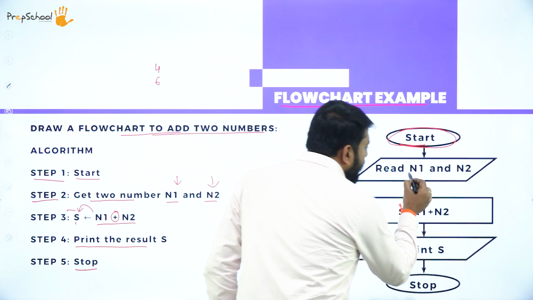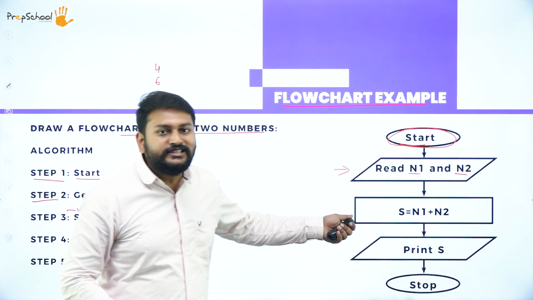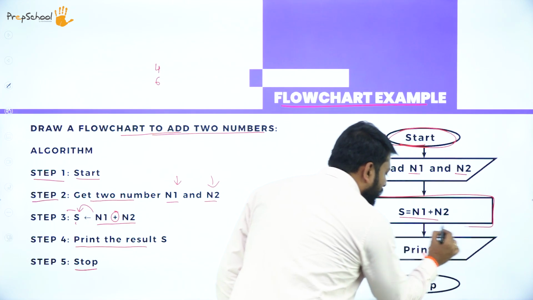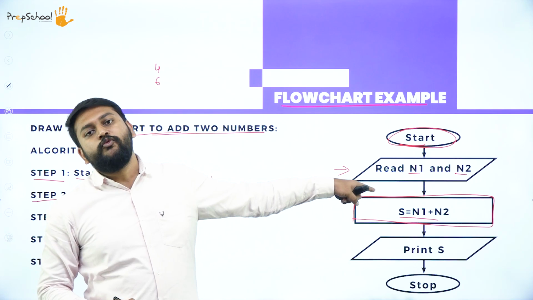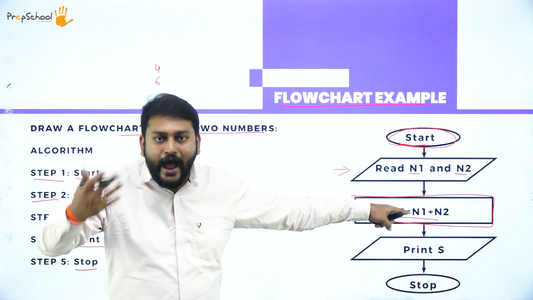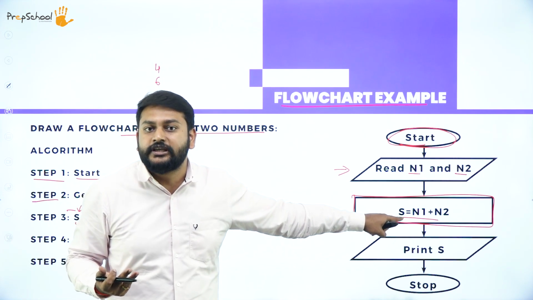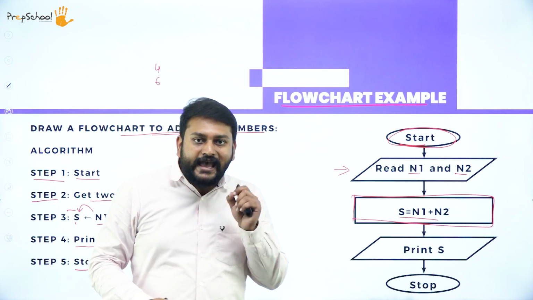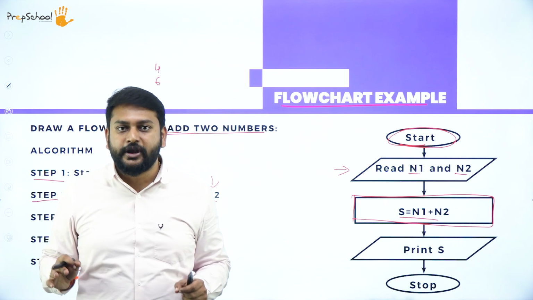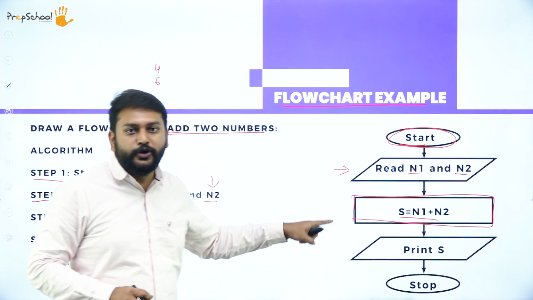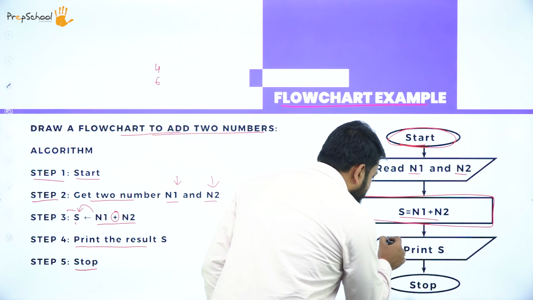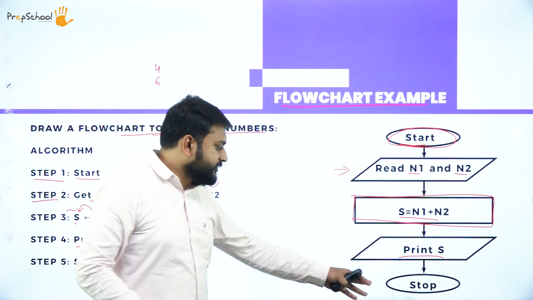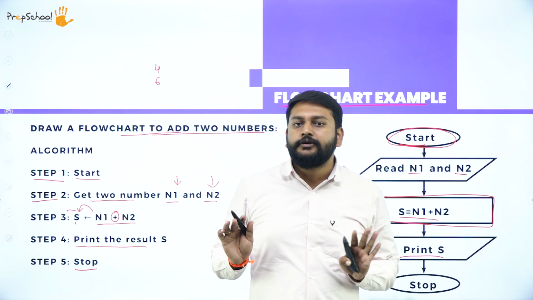So I'm reading N1 and N2. After that, please observe here, I'm performing some calculation. I have to use this symbol to perform the calculation, all right? So S is equal to N1 plus N2. Addition is happening, some action is happening. This is what I will call processing. If you are performing some task, that's what we call processing. So here S is equal to N1 plus N2 is happening. That's why I'm representing it in this particular symbol. Then after that, I have the result in S. Then I will use this symbol to print my result, that is S. Then finally, I will use the same symbol which I used for start to stop the action.